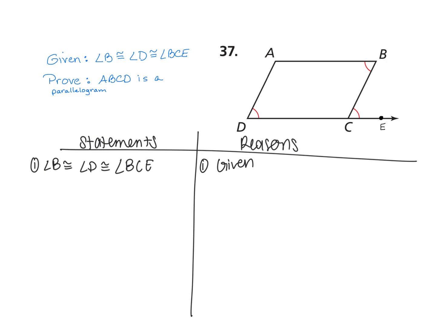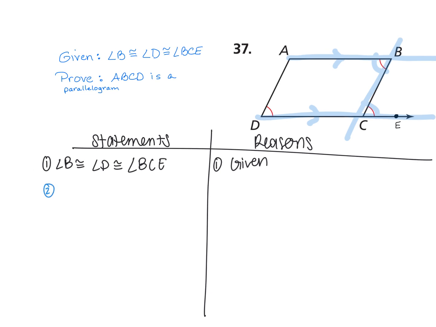Okay, so I'm going to just highlight that one so you could see where I'm finding that information. These are my parallel lines. How do I know they're parallel? Because I have alternate interior angles. So for this one, for 2, it's going to be AB is parallel to DC because alternate interior angles converse.